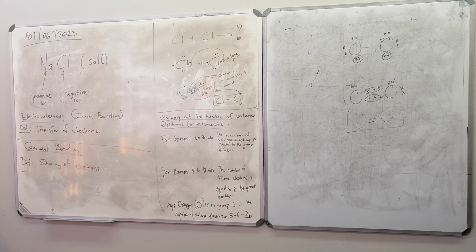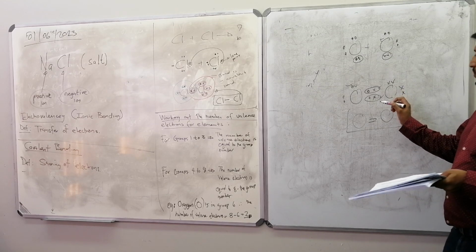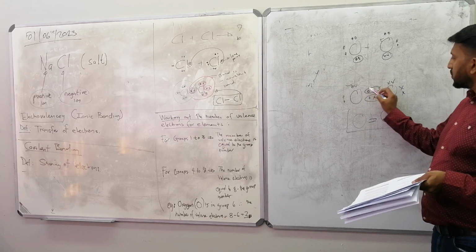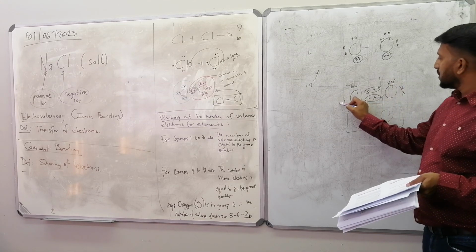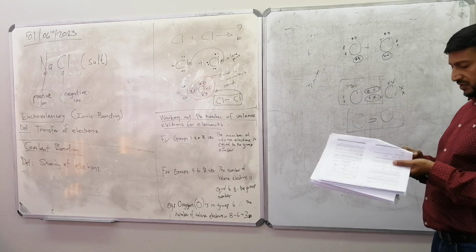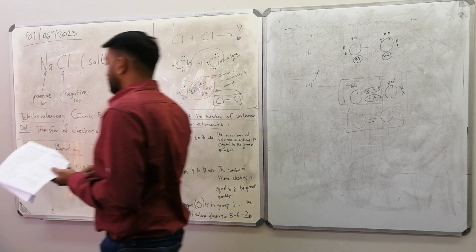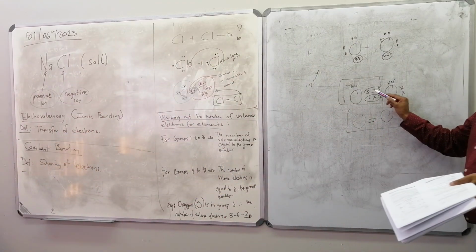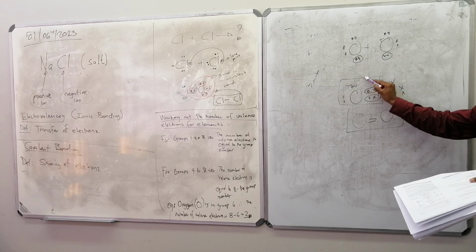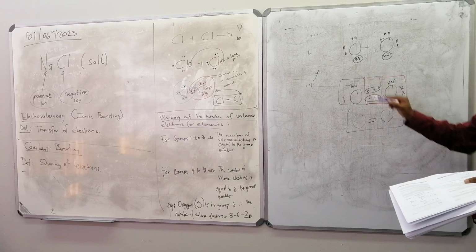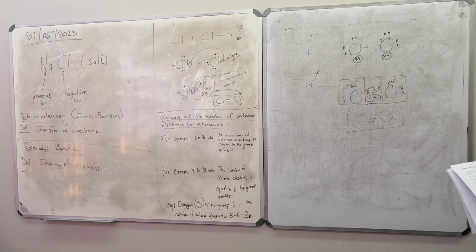Right, and then in terms of the octet rule, we've got 2, 4, 6, 8. So this oxygen satisfies the octet rule. And if you look at the other oxygen, it's also satisfying the octet rule. You've got 2, 4, 6, 8. So it satisfies the octet rule.